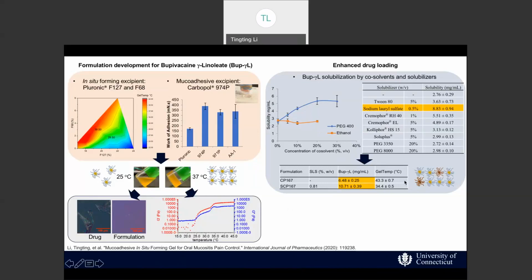So I drew a picture here to indicate that once the SLS was incorporated in the system as a solubilizer, there will be not only pluronic micelles in the system, but also SLS micelles. This is because the way SLS solubilizes bupivacaine gamma linoleuate is by forming SLS micelles. That's some work I also published recently in 2021, and you can search it online.